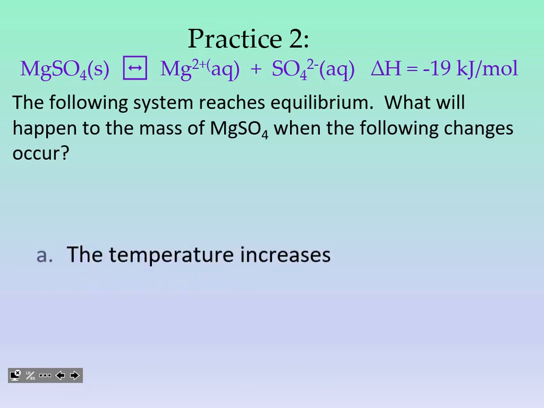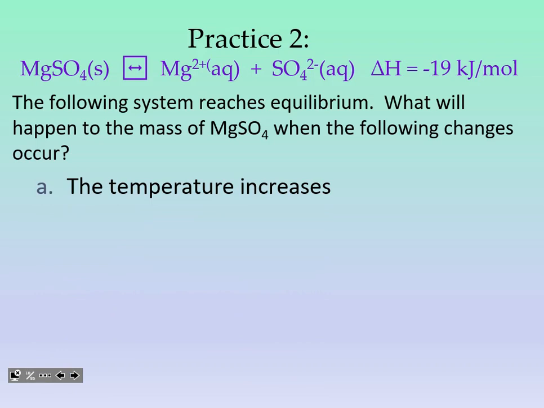So, if we increase the temperature here, what is going to happen to our mass of magnesium sulfate solid there at the bottom of this beaker? What happens to the magnesium sulfate solid here? Temperature increases. The temperature of the surroundings or the temperature of the energy? We're increasing the temperature on it. We're heating it. System.